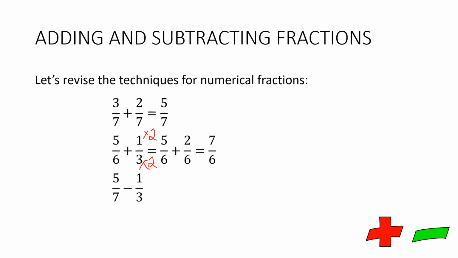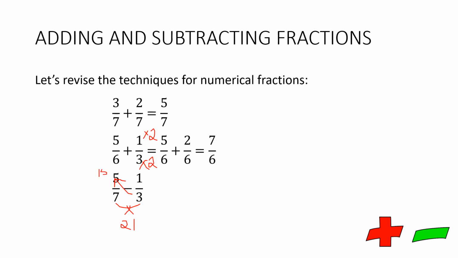Here's one more. 5/7 take 1/3. Now in this case we need to change both of them because for 3 and 7, the lowest common multiple of those two numbers is 3 times 7. So one quick way to do that is to multiply these two together. That's going to give us 21. And then cross multiply like this. So 5 times 3 is 15.